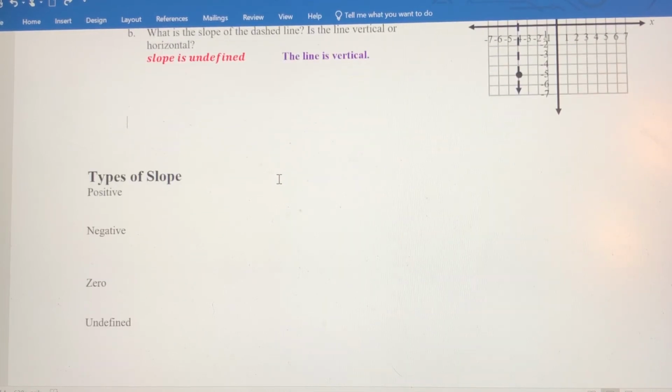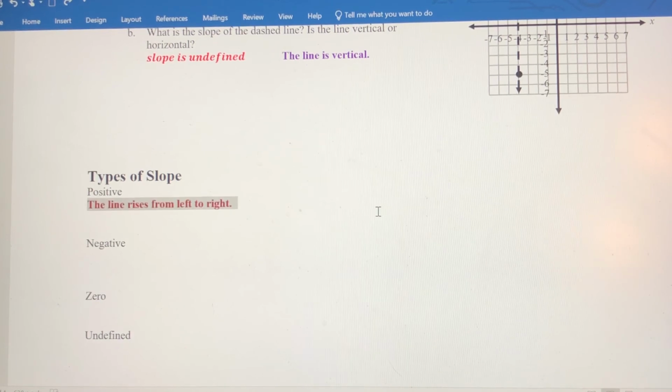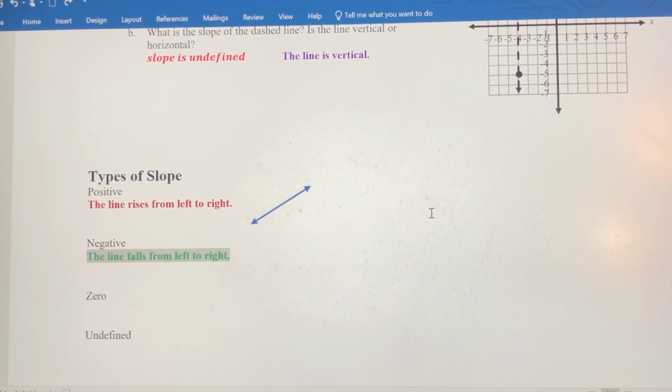So last thing we want to do here, we just want to clean everything up. So the types of slope: you can have a positive slope, and we say the line rises from left to right. It's always going to look something like this. The amount to which it rises from left to right can change. It can be a lot steeper or flatter, but it's going to be going up as we move from left to right. You can also have negative slopes, which fall from left to right.